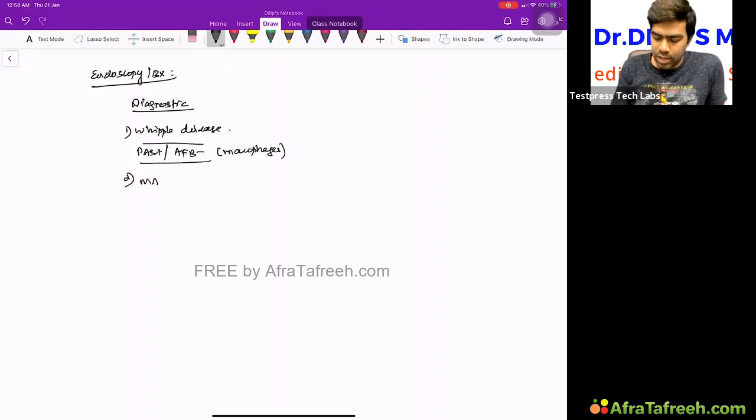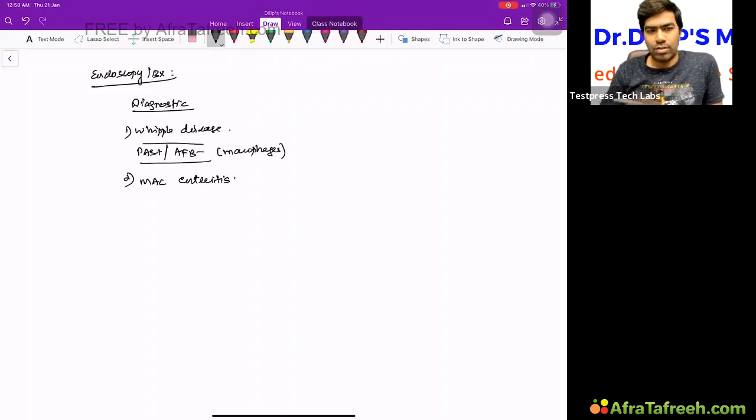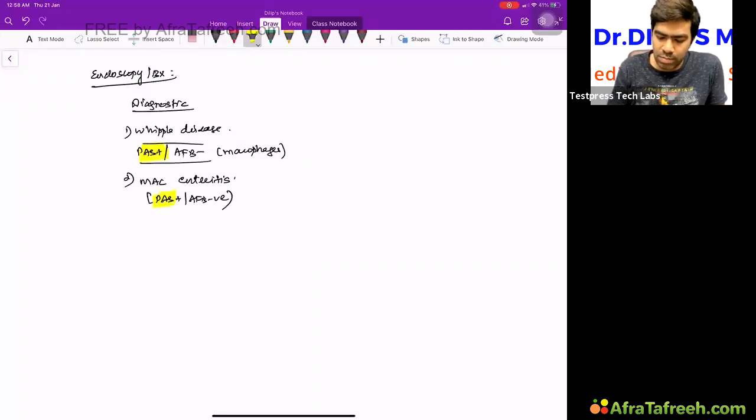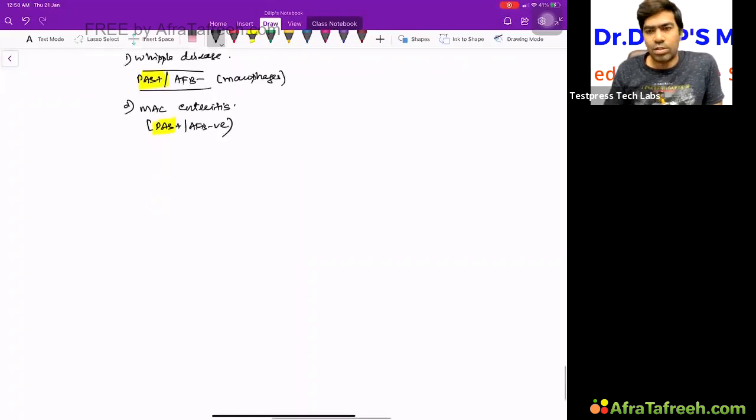Second is MAC, Mycobacterium avium complex enteritis, especially in disseminated MAC infection. Remember, MAC enteritis will show PAS positivity, and at the same time it will be AFB positive. That's why I told you that all PAS positive are not Whipple's disease. MAC enteritis can also be PAS positive, but clearly examiners will tell you that the macrophages and the AFB-stained bacteria will be seen. So AFB positivity is also a key feature here.